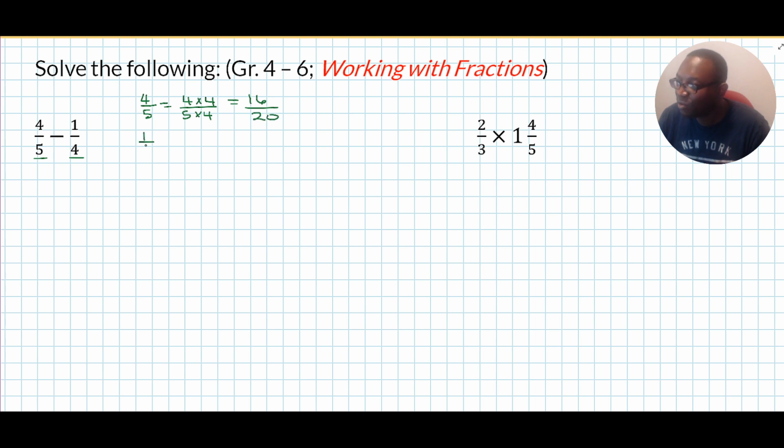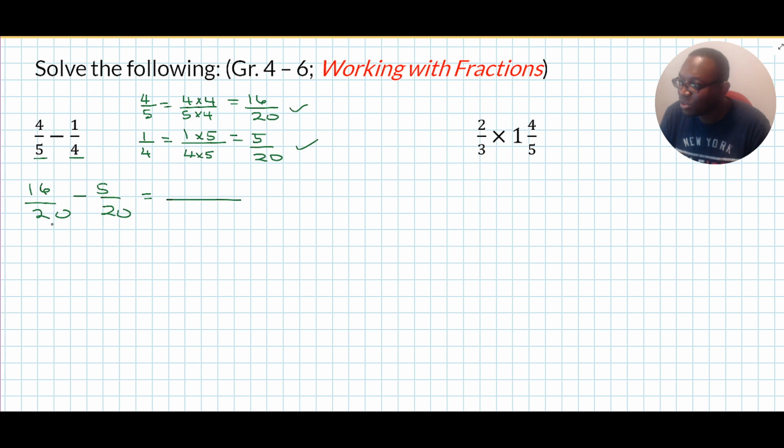So 1 over 4, we do exactly the same thing. So I have 4 here. I multiply 4 by 5 to get to 20. So I multiply 1 by 5. So this is going to give me 5 over 20. So now we will then replace each of these fractions with their new equivalent fractions. So this is going to be 16 over 20 minus 5 over 20.